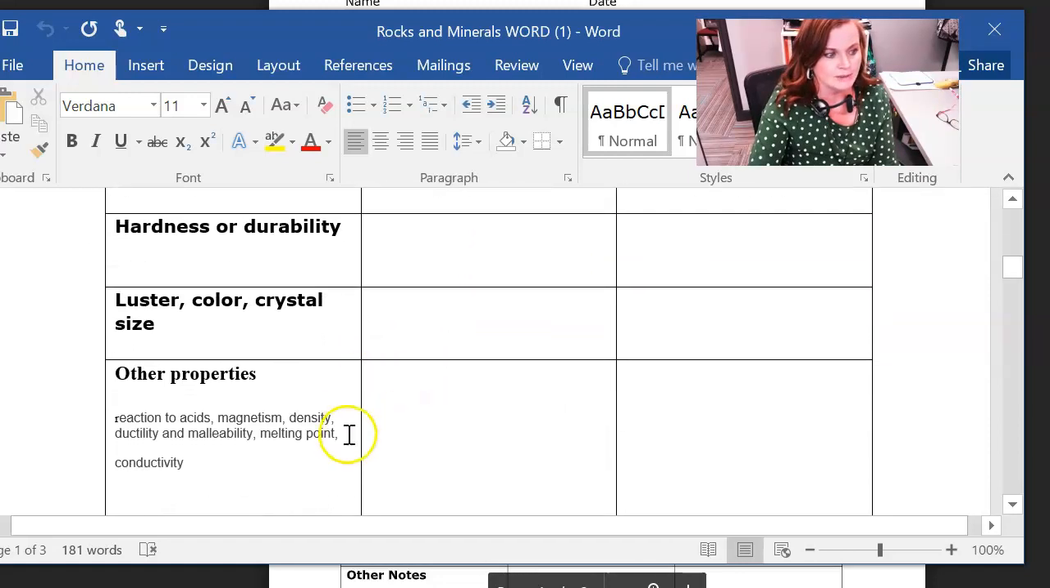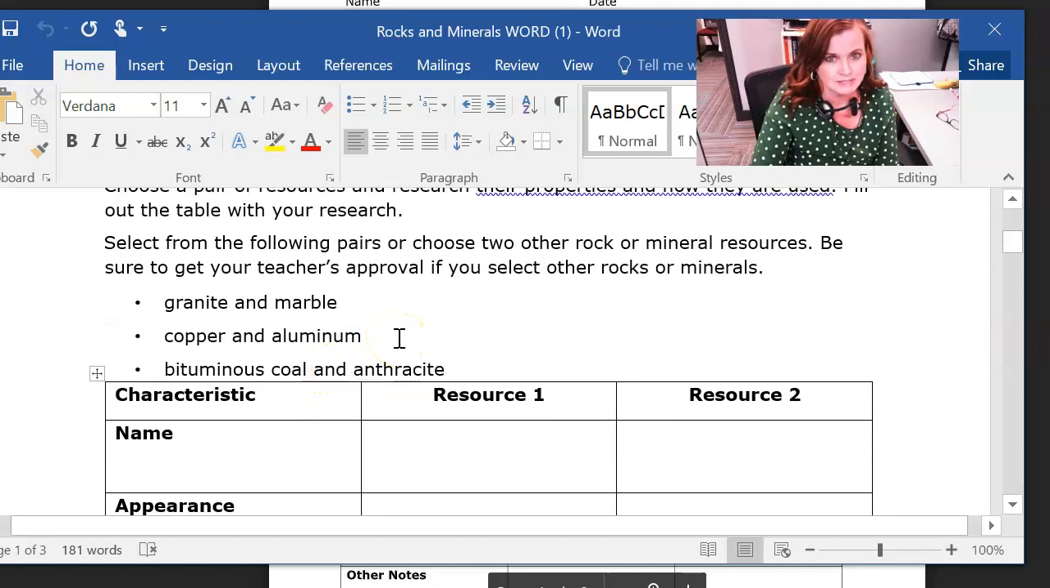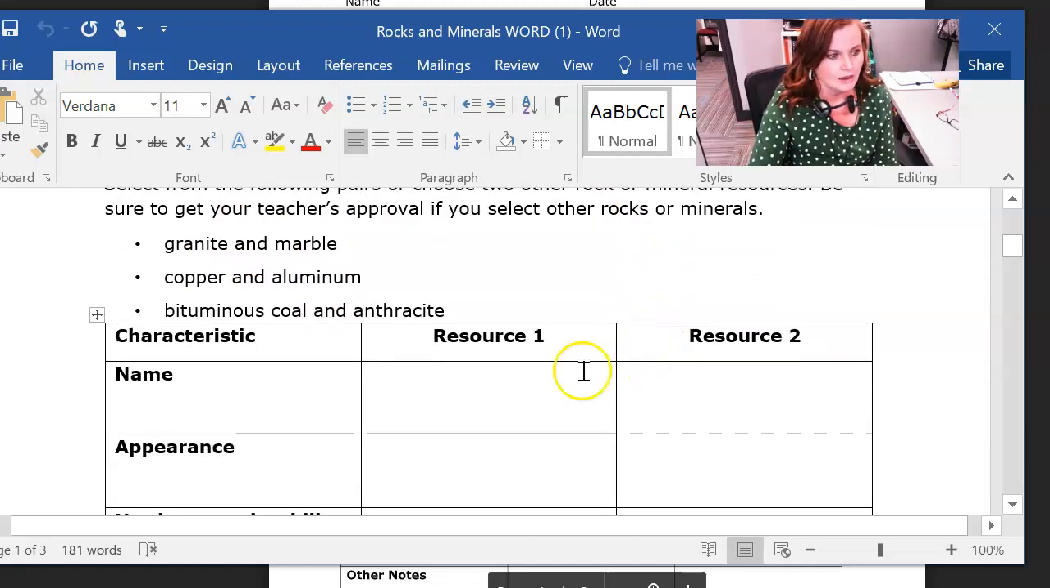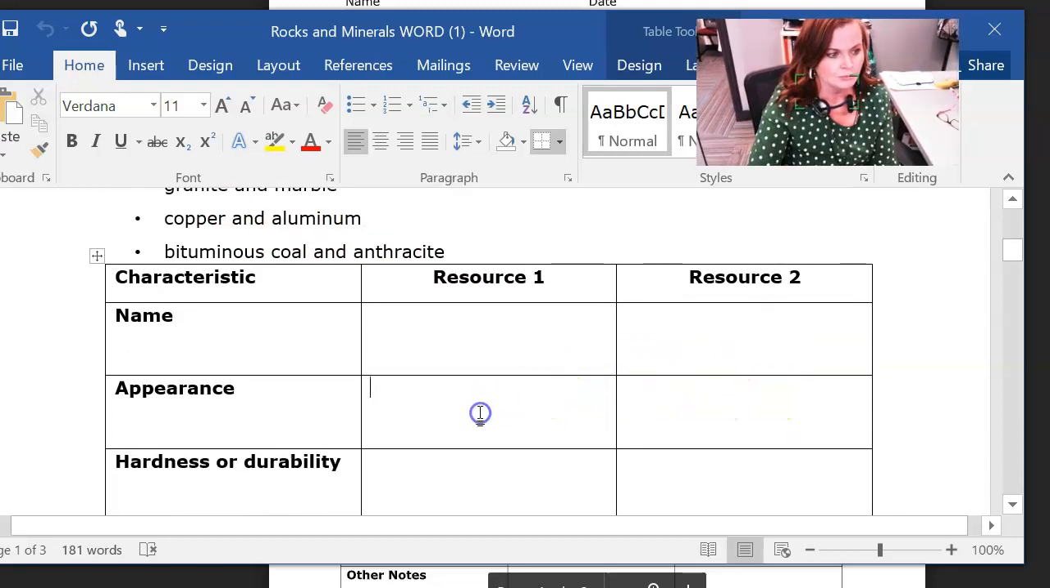So there's some changes I've made to this table because originally the table was specific for minerals, and like granite and marble are two rocks. So they didn't really fit well with the characteristics given in the table. So the first row here, you're going to put down the name of your two rocks or minerals, for example, granite and marble. Then you're going to write down what they look like, their appearance, just a general description.